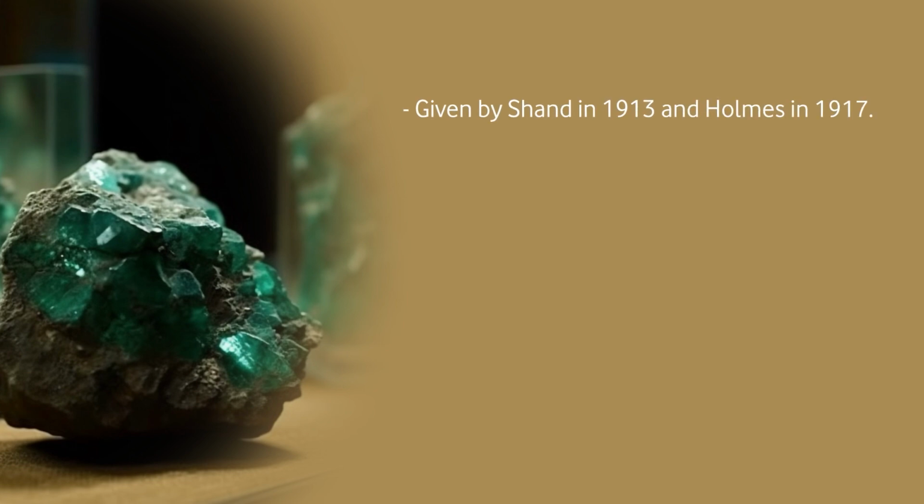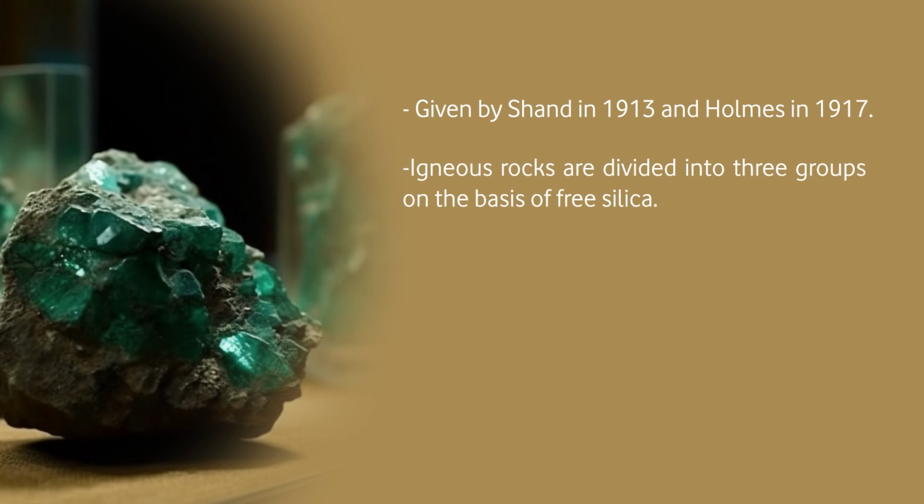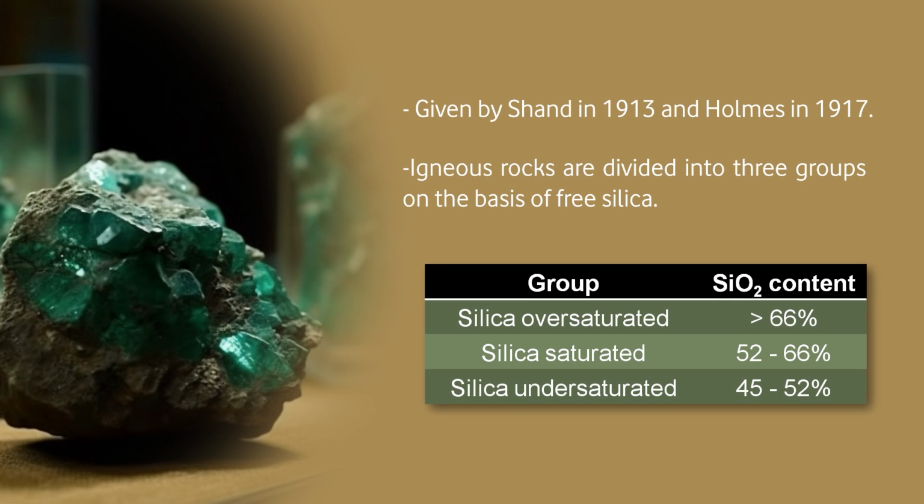Then we move on to the classification based on silica saturation. This was given by Shand in 1913 and it was revised by Holmes in 1917. Igneous rocks are divided into 3 groups on the basis of free silica. We have silica oversaturated rock, which has more than 66% of silicon dioxide. Silica saturated, ranging between 52 and 66% silica content in the rock, and silica undersaturated, that is 45 to 52% of silica in these rocks.